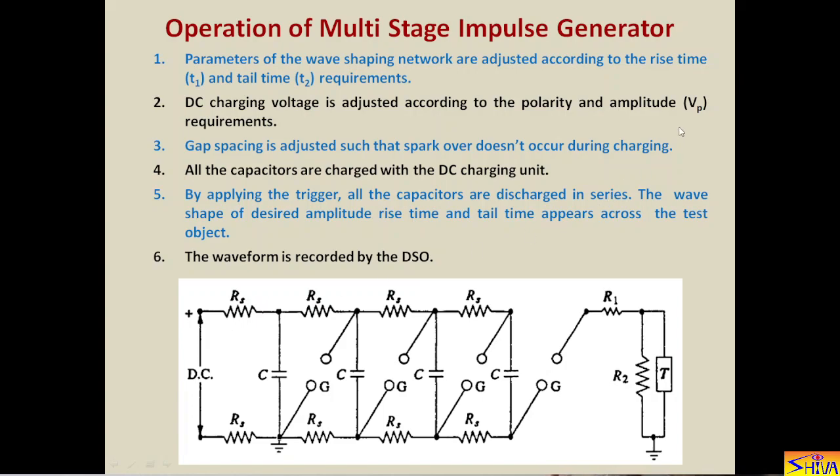If we want to generate positive polarity, then accordingly we have to adjust this. If we want to generate a negative polarity impulse, then accordingly we have to adjust the polarity of this DC charging voltage. Gap spacing is adjusted such that spark over does not occur during charging.